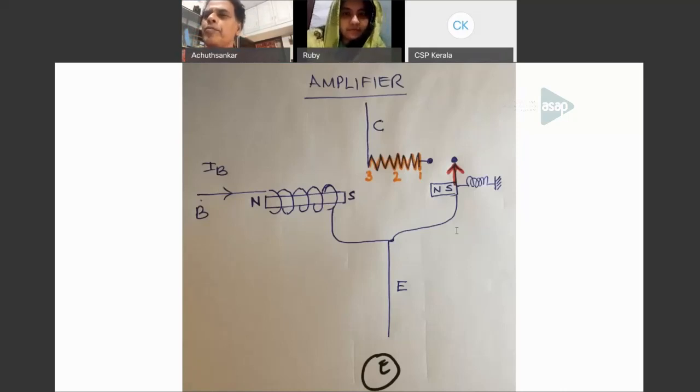Sir, we have one of the participants who wants to know about the transistor as an amplifier, but he couldn't understand from the point where the IB gets reversed. So if you can just briefly explain to him, he has asked a query on that.